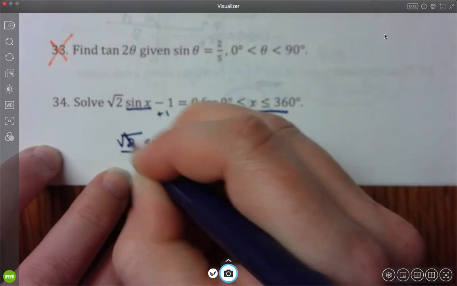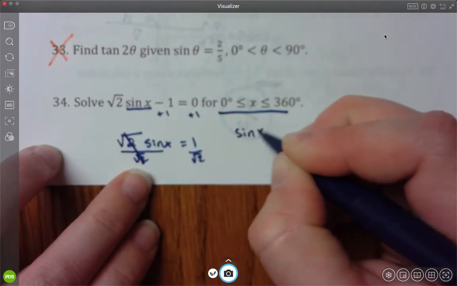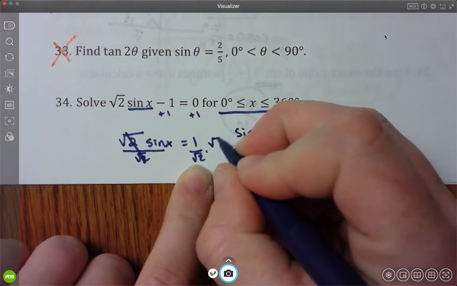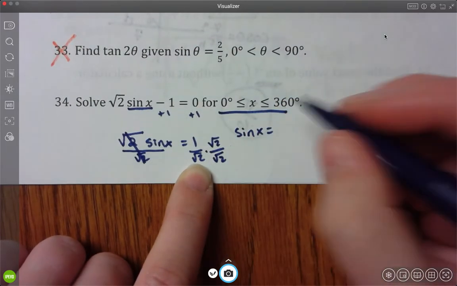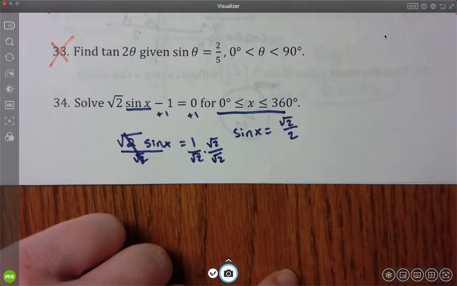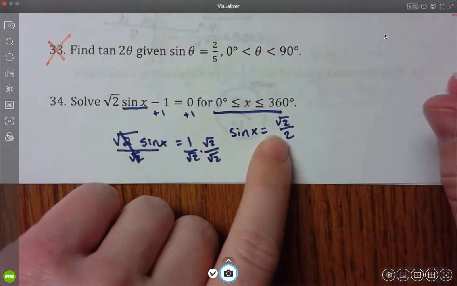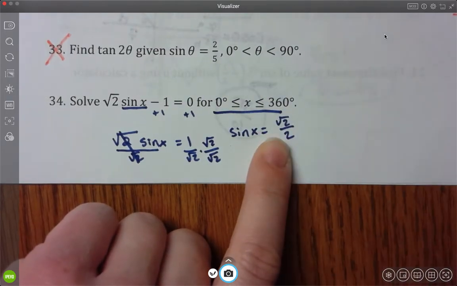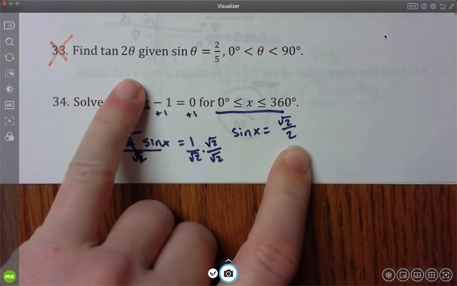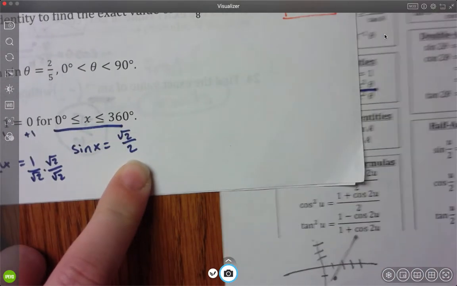So I have sine of x equals 1 over the square root of 2. But if I rationalize, that will really end up being the square root of 2 over 2. That's what it will look like. Okay, now I'm just trying to find between 0 and 360 degrees where sine is the square root of 2 over 2. Okay, so let's go on to our unit circle.